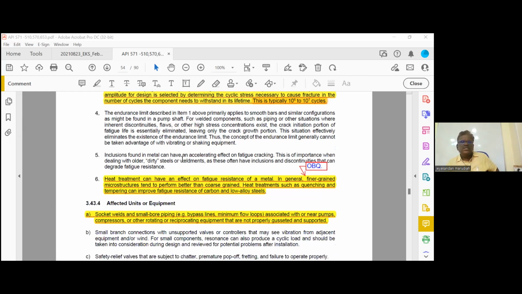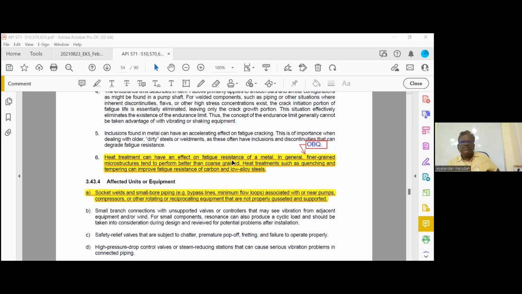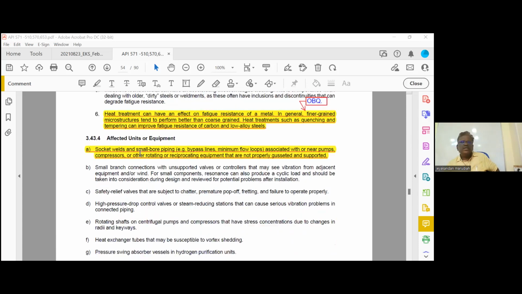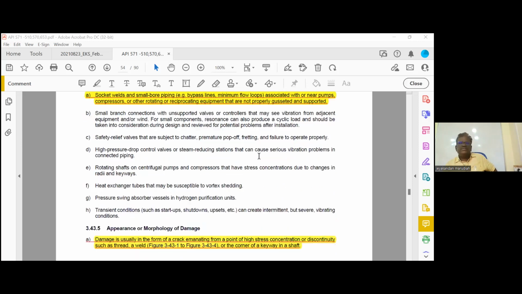And this is important. Number 6. Heat treatment can have an effect on the fatigue resistance of a metal. In general, fine grained microstructures tend to perform better than coarse grained. Heat treatment such as quenching and tempering can improve the fatigue resistance. Then where the vibration problem will come, highlight the A, affected units. Socket weld and small bore piping associated with or near pumps, compressors or other rotating equipment that are not properly gusseted or supported will have vibration fatigue.